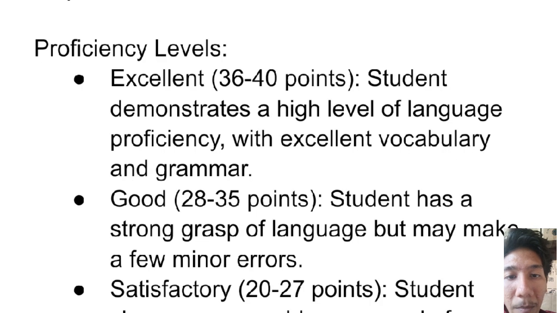Proficiency levels. Excellent, 36 until 40 points: students demonstrate a high level of language proficiency with excellent vocabulary and grammar. Good, 28 until 35 points: student has a strong grasp of language but may make a few minor errors.